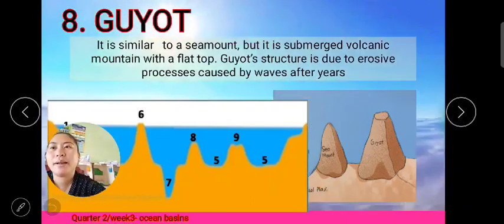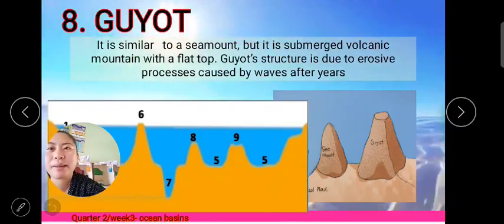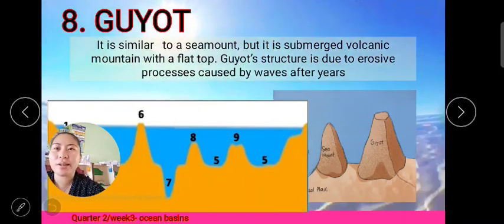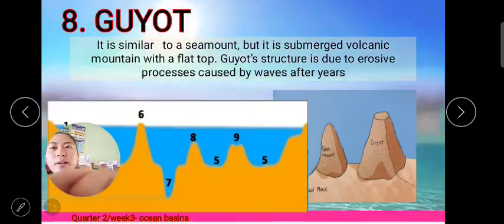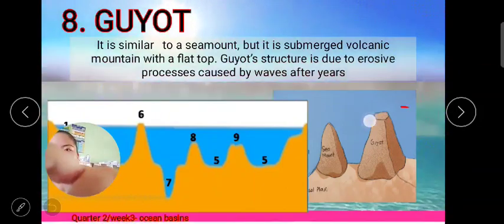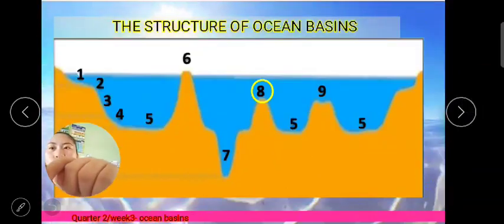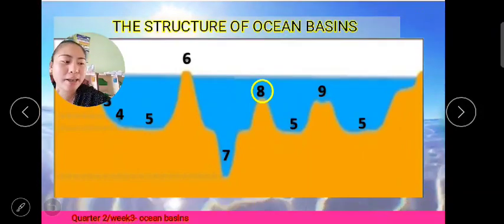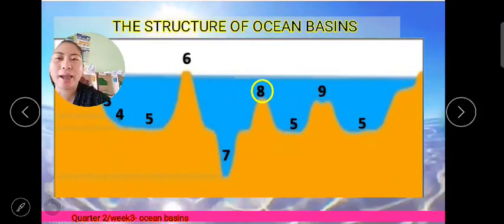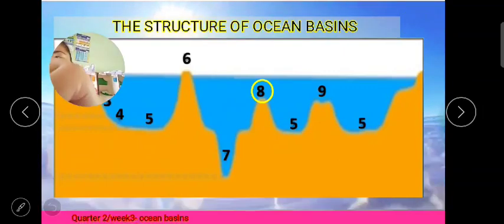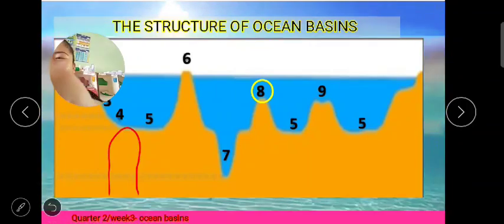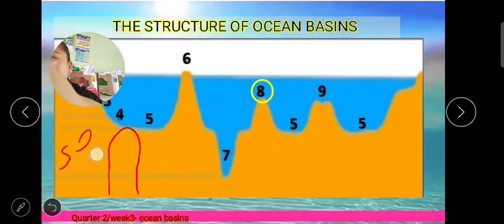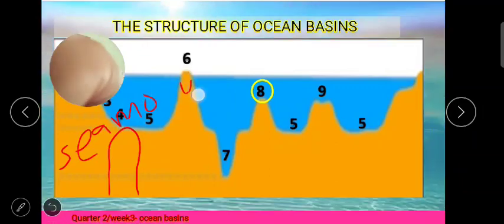Yung guyot naman, it is similar to seamount, but it is a submerged volcanic mountain with a flat top. Guyot's structure is due to erosive processes caused by waves after years. So, eto naman si guyot. So, yung number 8 natin, pwede siyang seamount or guyot. Okay? So, let's have a sample. This one is a seamount. Okay? Seamount.